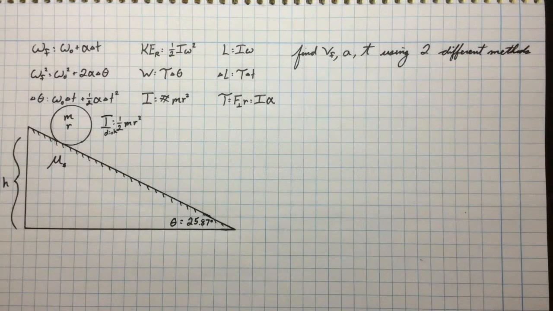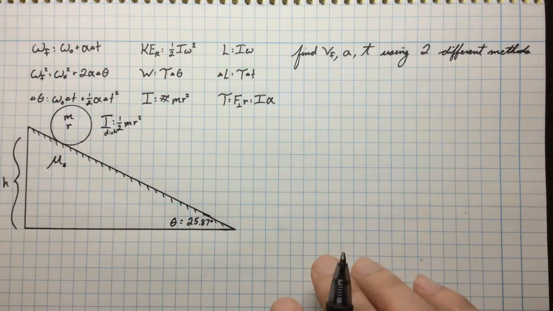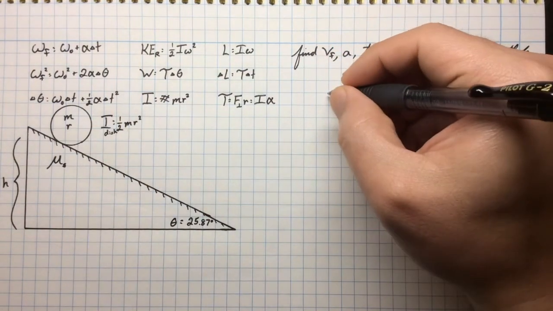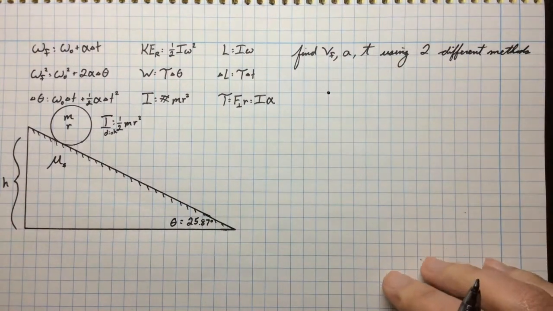Alright, here is the solution to this problem. You need to find out the final velocity, acceleration, and time using two different methods. The first method that I'm going to use is just looking at straight up forces. And so for forces, I will draw a free body diagram of this object.